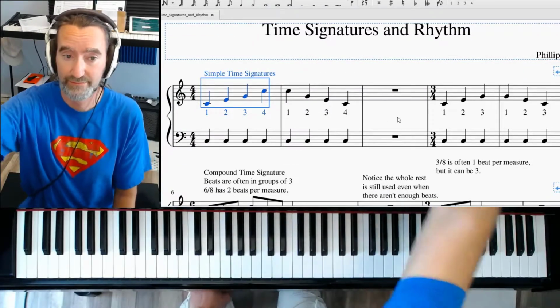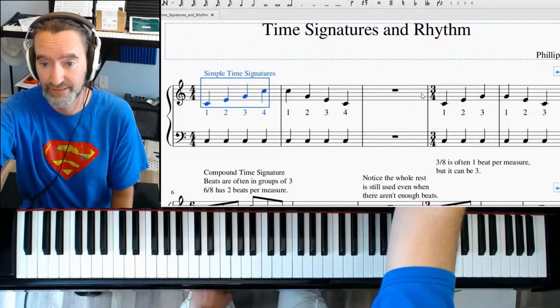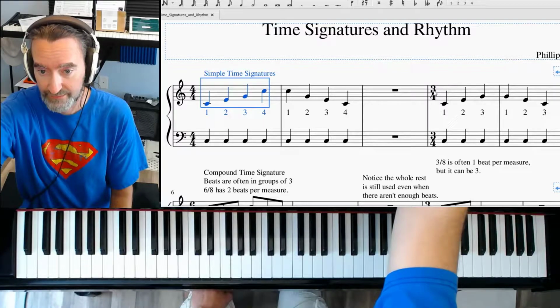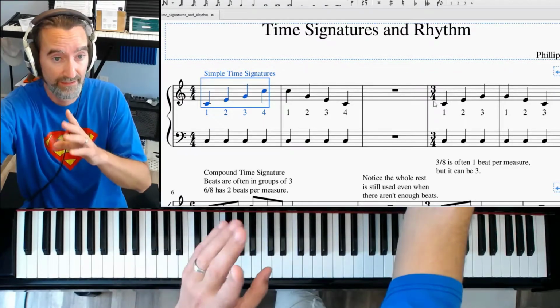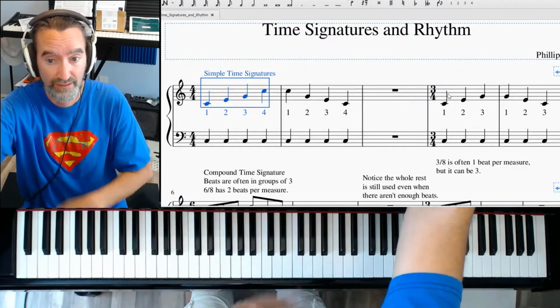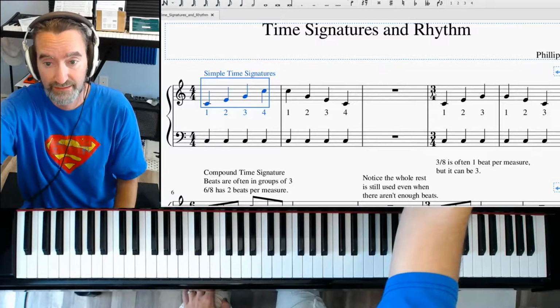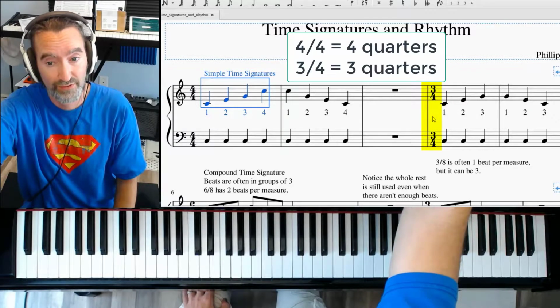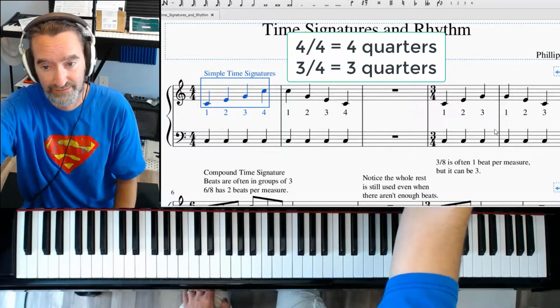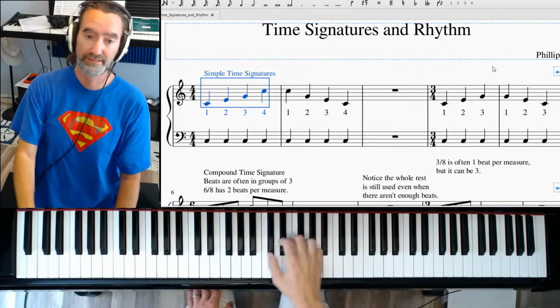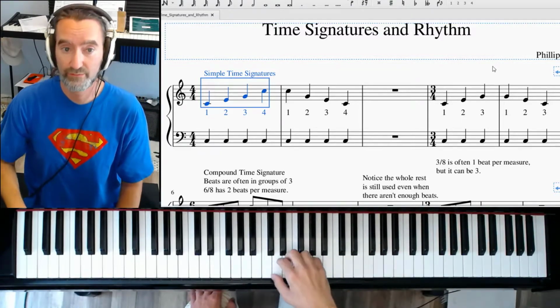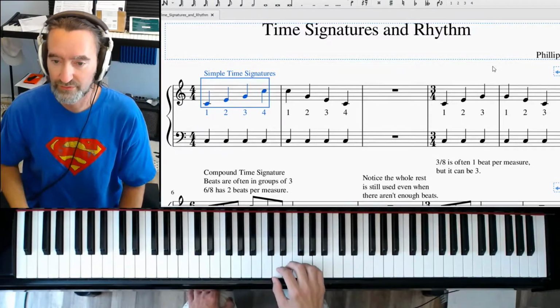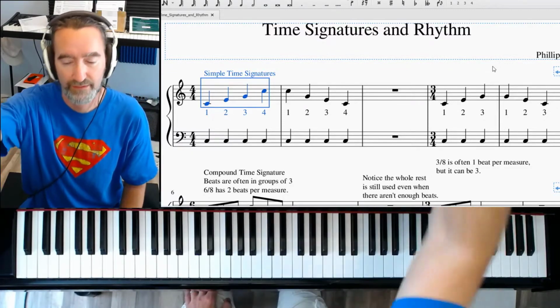All right, let's come over here and look at 3/4 time. So using the same idea that I gave you for 4/4, this is going to tell us there are 3 quarters per measure. And remember, a measure is everything between the lines. So we have 1, 2, 3, 1, 2, 3, kind of like a waltz. 1, 2, 3, 1, 2, 3.